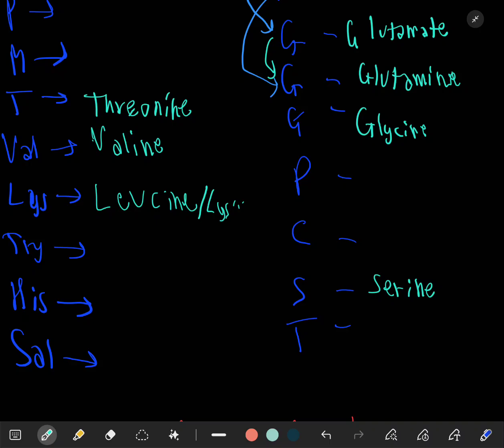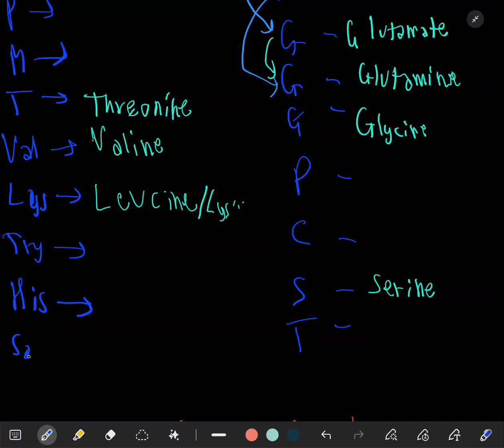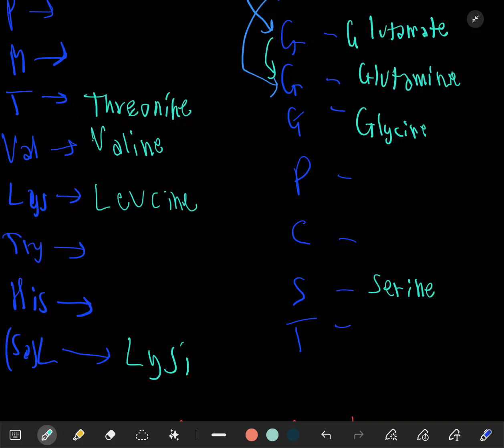Oh yeah, it's L. This is an L, my bad. So this L stands for lysine. Yeah, now I recall it. Sorry, my bad guys, my bad. This is lysine.